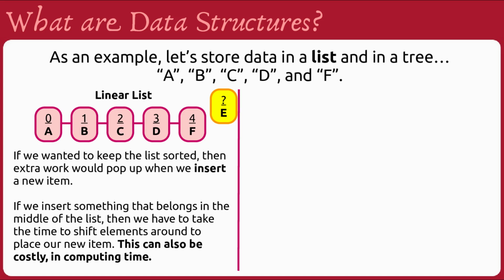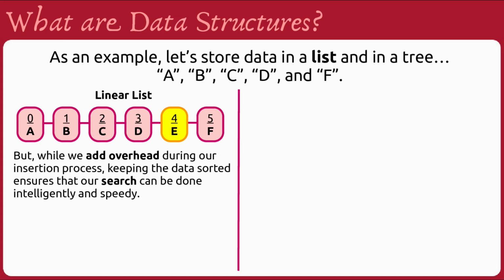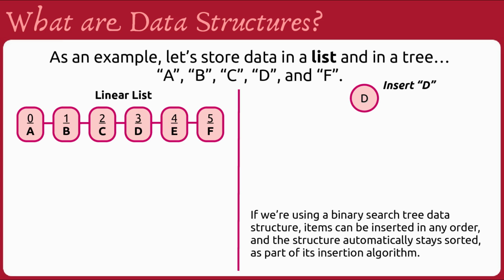If we wanted to keep the list sorted, then extra work would pop up when we insert a new item. If we insert something that belongs in the middle of the list, then we have to take time to shift elements around so we can place our new item in. This can also be costly in computing time. But while we add overhead during our insertion process, keeping the data sorted ensures that our search can be done intelligently and speedy. If we're going to use a binary search tree data structure, items can be inserted in any order, and the structure automatically stays sorted, as part of its insertion algorithm.